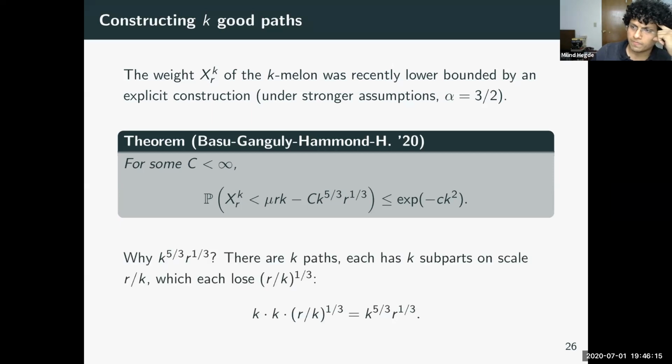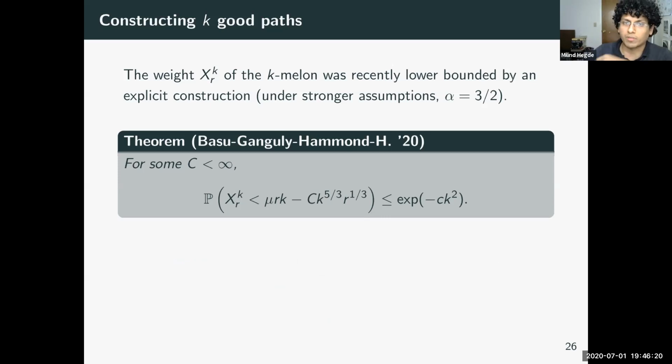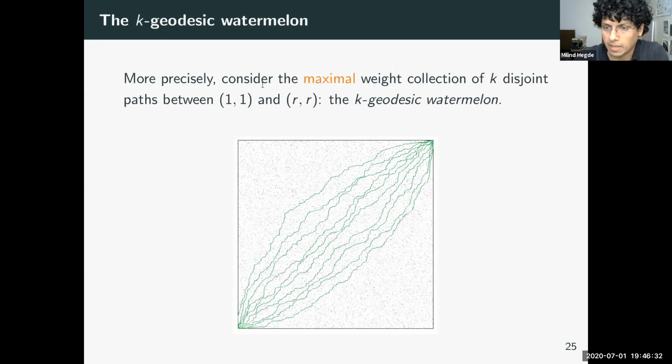Can you remind me the notation X_{r,k}? Oh, I'm sorry. Yes, X_{r,k} is exactly the weight of the best k paths which are disjoint from (1,1) to (r,r). So in the picture you are considering the k paths, right? Yes. So here k is 10 or something. They all start at this corner, they all end at this corner, and they're disjoint, and they are the maximal combined collection of paths. No other collection of 10 disjoint paths will have a collective weight higher than this one. Okay.